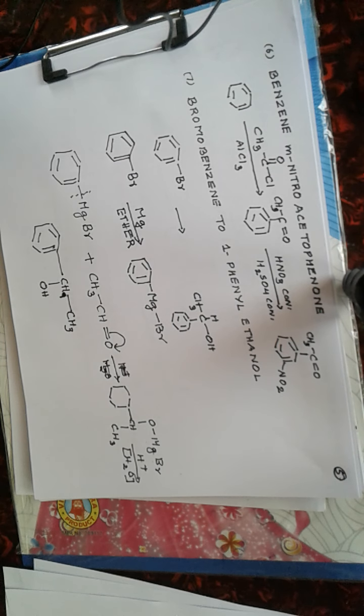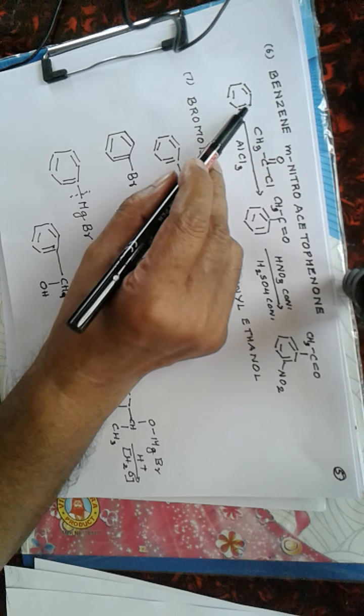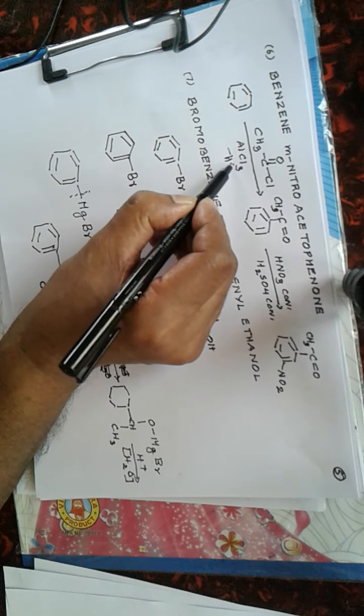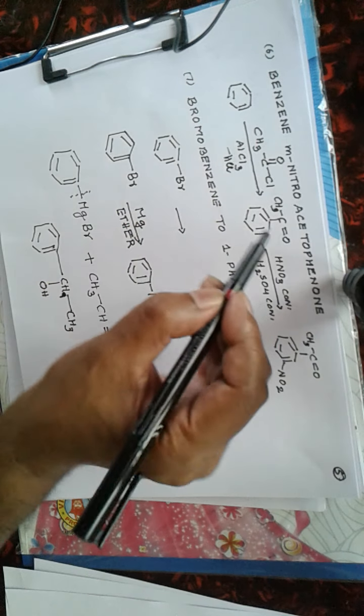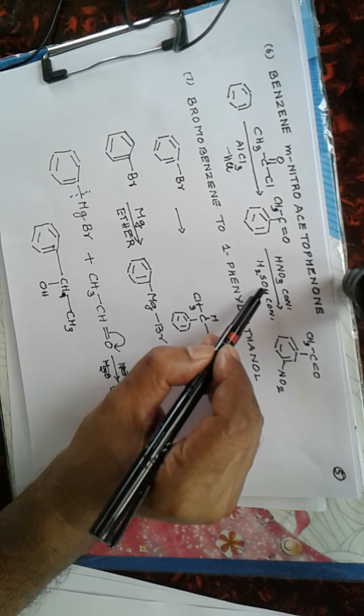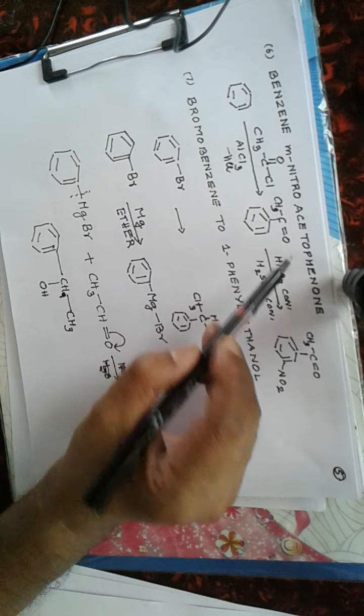Now, benzene to metanitroacetophenone. Acetophenone is first prepared using CH3COCl and anhydrous aluminum chloride, so that COCH3 group is connected to benzene ring, and here one H atom of benzene ring is removed as HCl, and the CH3CO group is getting connected. And then we use a mixture of concentrated nitric acid and concentrated sulfuric acid. This COCH3 group is meta-directing, so we get meta-nitroacetophenone.